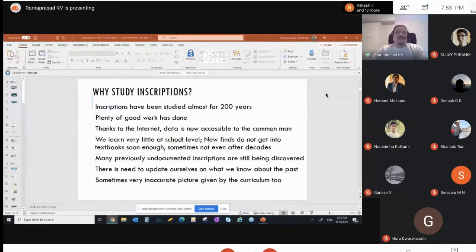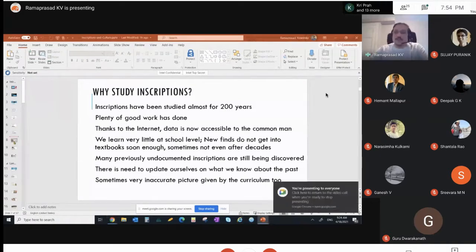So even now there are inscriptions that are being discovered. They are being read. They are sort of rewriting history. So there is a need to update ourselves on what we know about the past. You may have heard this, seen this in the media or in social media, or you may have personally seen that what you know from your own experience is not what is there in the textbooks. This is very strange, but it happens. So I think there's a good reason we should keep a tab on what's happening and study these things for our own interest.